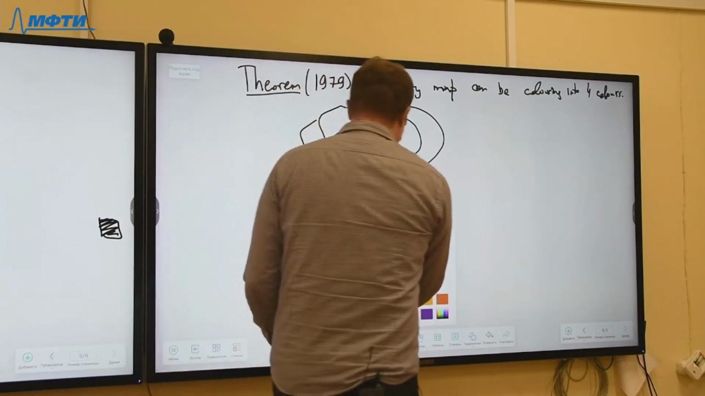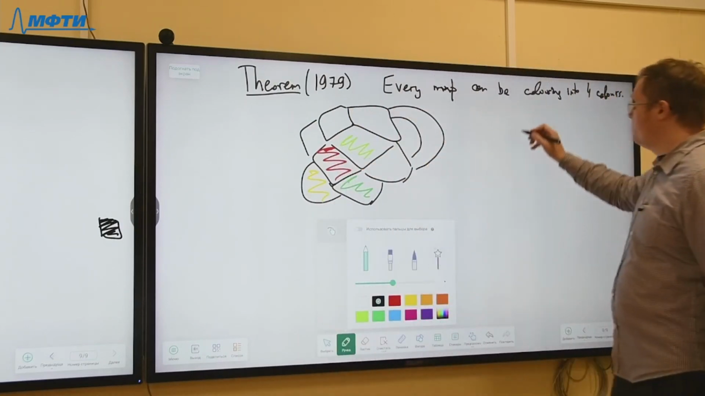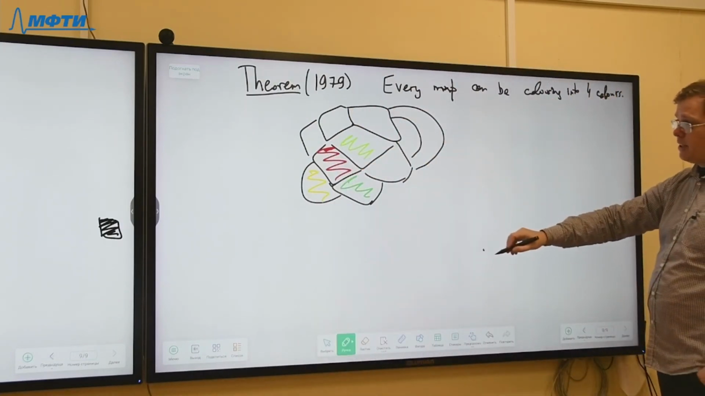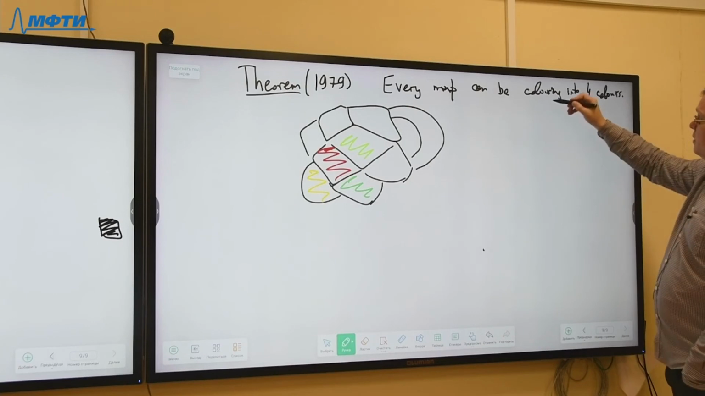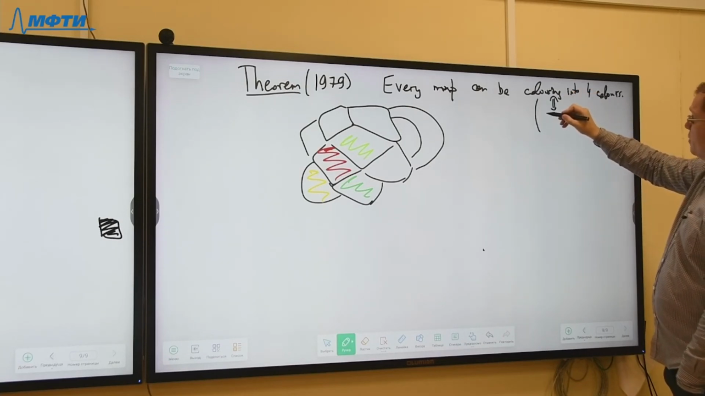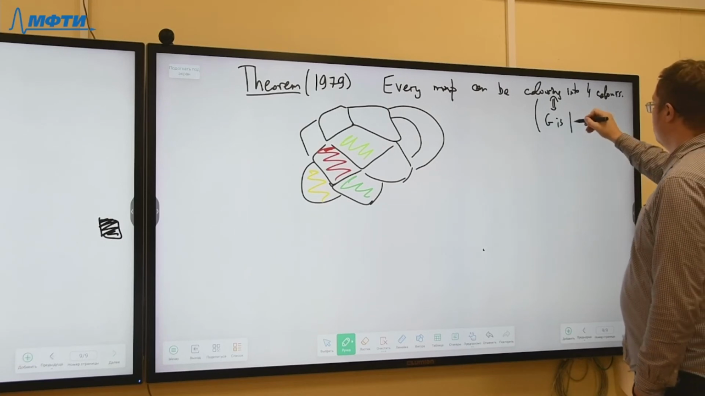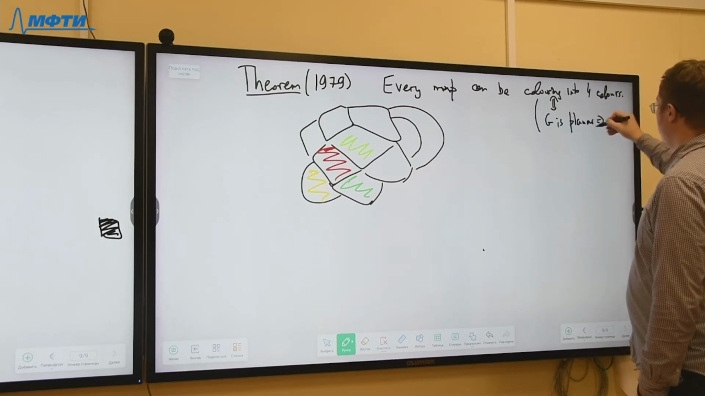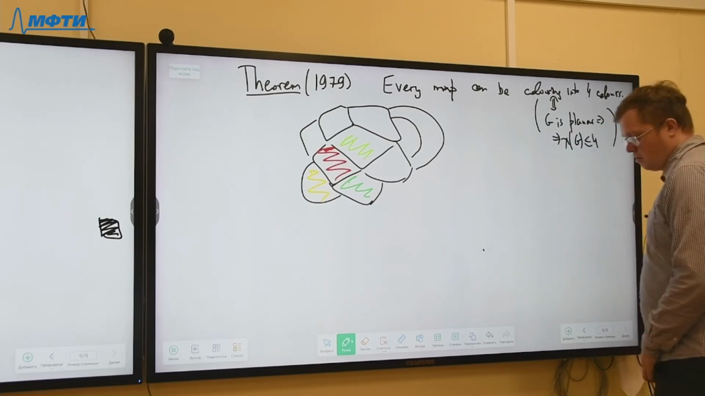So this theorem means that the chromatic number is equal to four. By the duality that we discussed before, this is exactly equivalent to the statement that if G is planar, then the chromatic number is not greater than four.